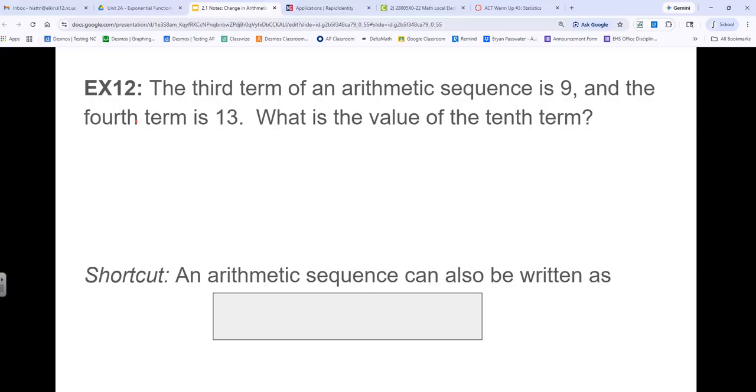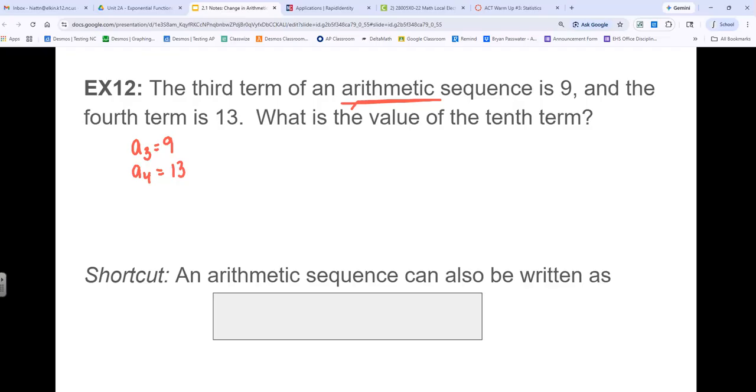All right, so here we have an example where the third term of an arithmetic sequence is 9. The fourth term is 13. What is the value of the 10th term? Okay, so we know that this is an arithmetic sequence. We know that we're adding a number each time, right? They tell us the third term, a sub 3, is 9, and the fourth term, a sub 4, is 13.